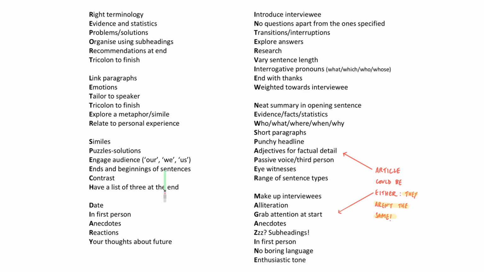Ends and beginnings of sentences here means sometimes you can repeat the same word or phrase at the start of successive sentences. That's called anaphora. You can also repeat the ends of sentences, and another way of doing it is to make the start of one sentence be the last word of the previous sentence, and you can keep that going for 3 or 4 sentences in a row.